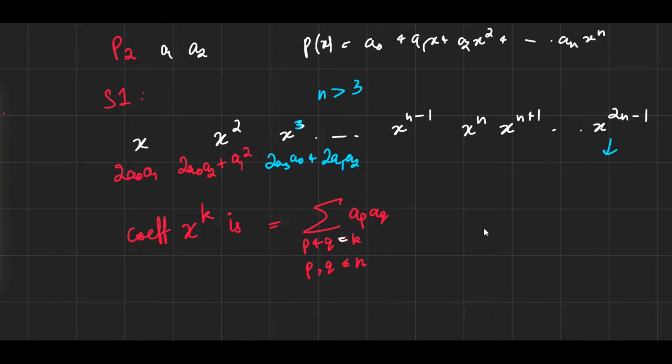And for x to the 2n minus 1, it turns out to be pretty simple. All you really have is a_n and a_(n-1). These are the only things that can add up to 2n minus 1, where these conditions are satisfied. Okay, so it looks like this.